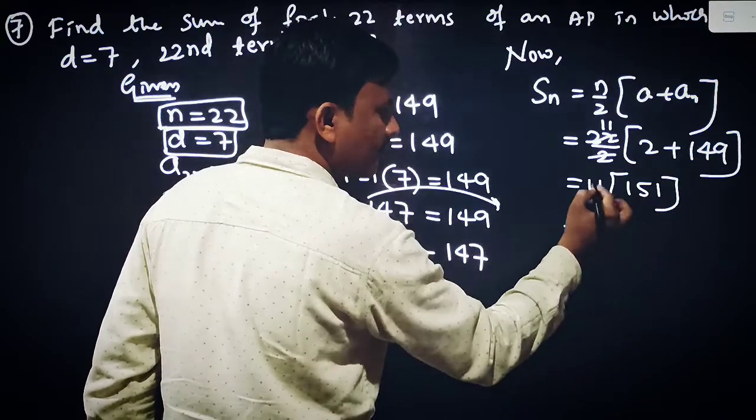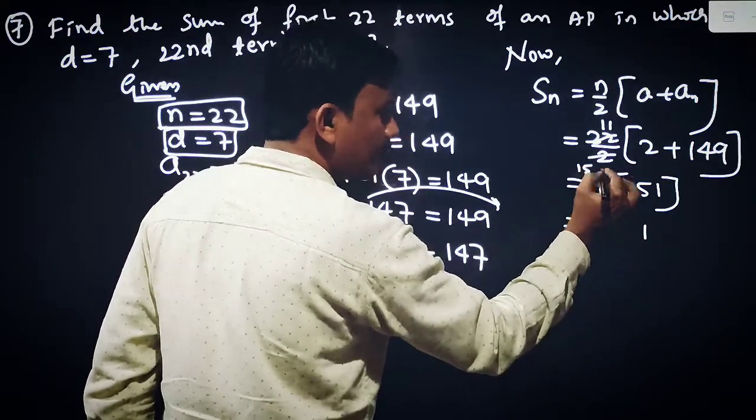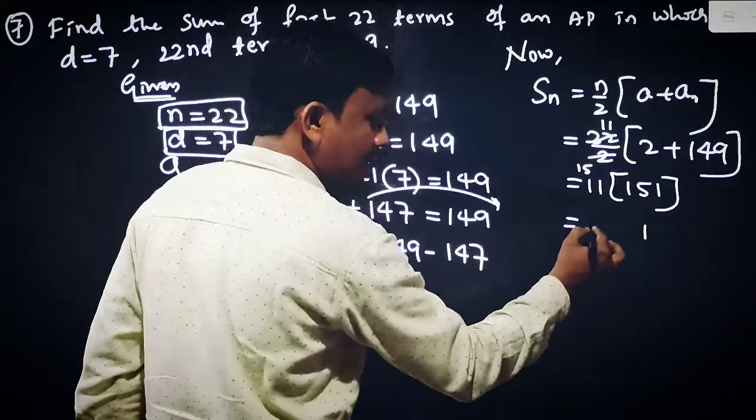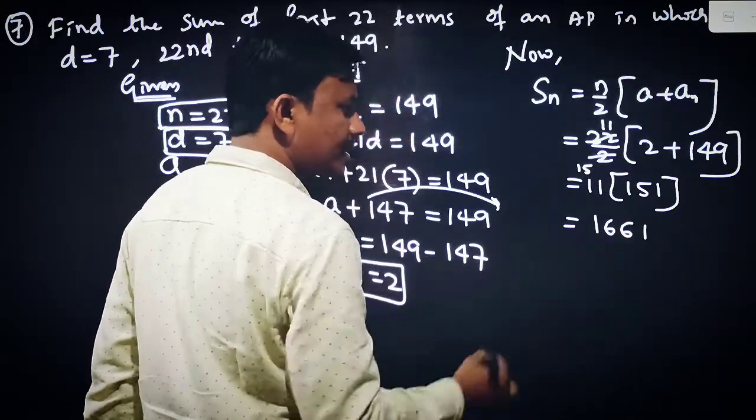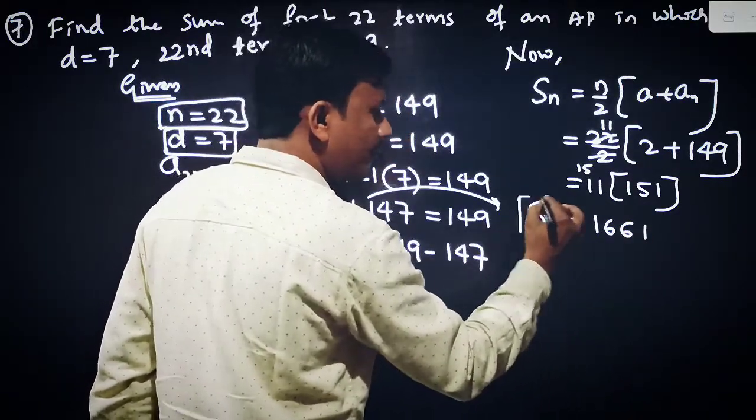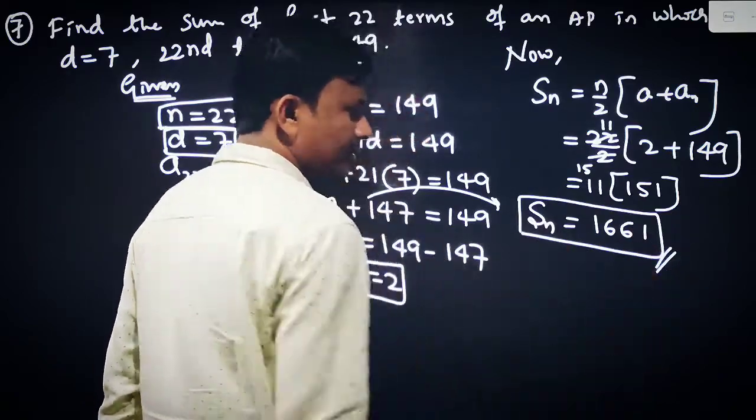2 ones are 2, 11, 11 in bracket 151. This is equal to 151 ones are 151, carry 15. 151 ones are 151, 61 is 66, 166. 1661. Okay, what is the Sn value? 1661. We check the answer.